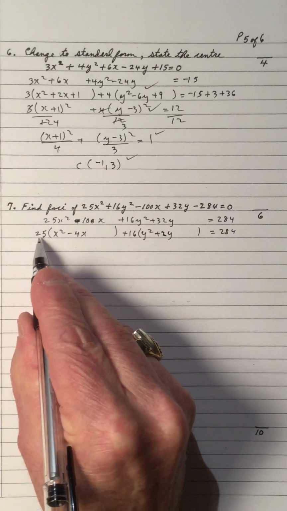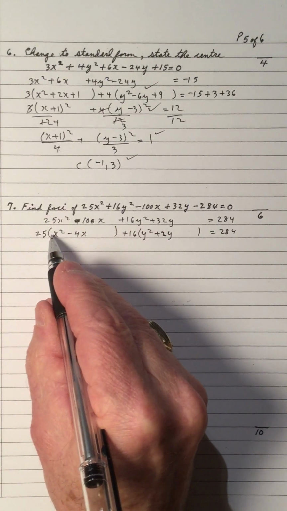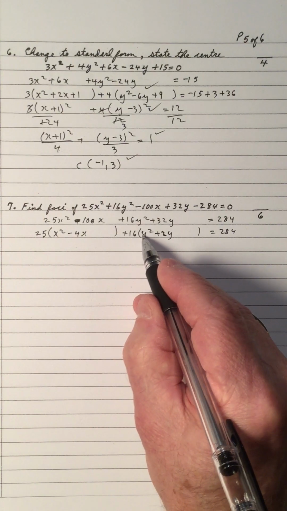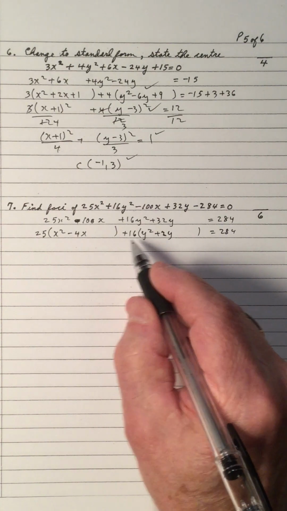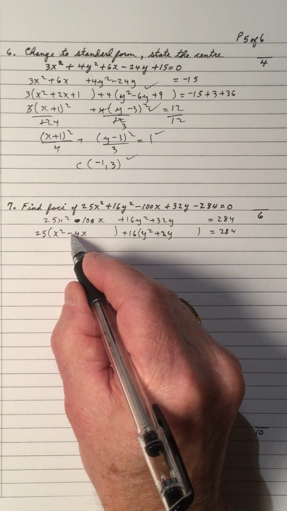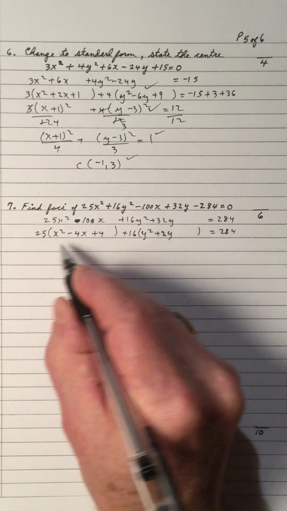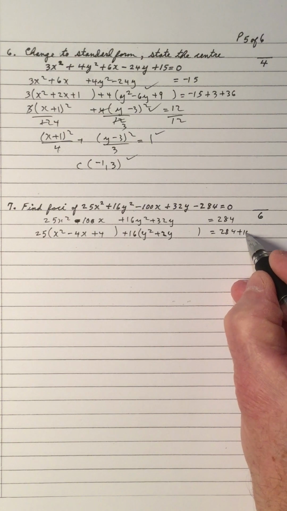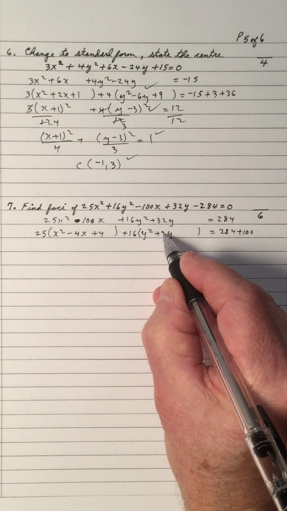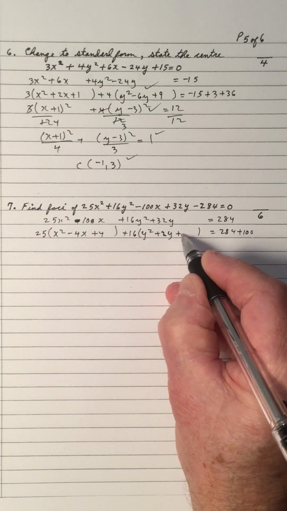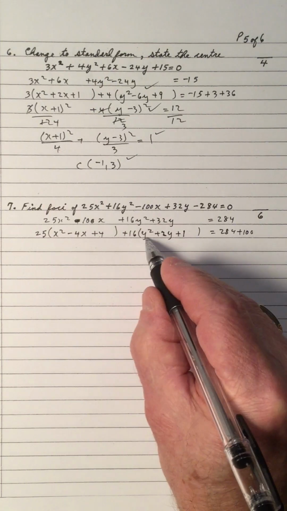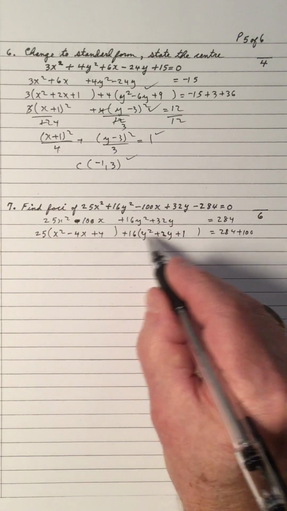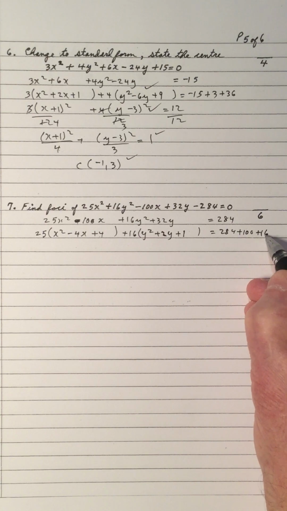So notice I factored the 25 out to get 1x squared. I factored the 16 out to get a 1y squared. Half of negative 4 is negative 2, squared is 4. So that's 4 here. 25 times 4 is 100. Balance it. Half of 2 is 1, squared is 1. I put a 1 here to make it a perfect square trinomial. So 16 times 1 is 16.